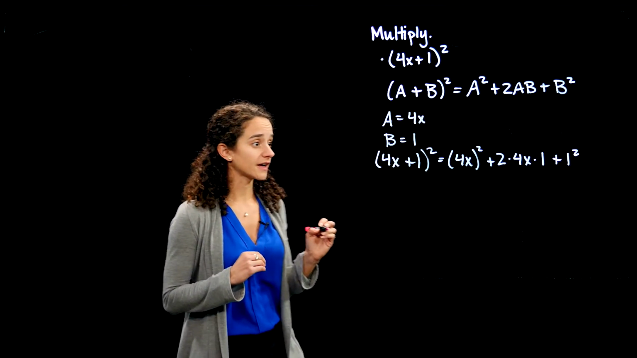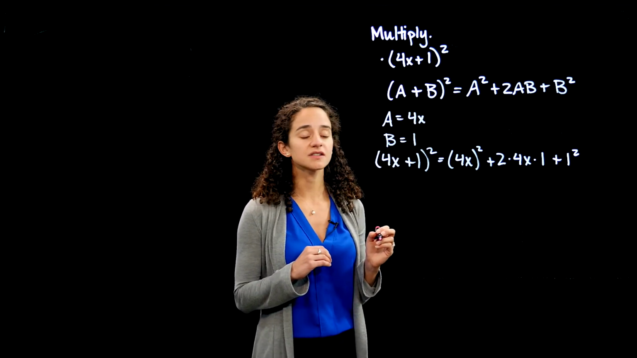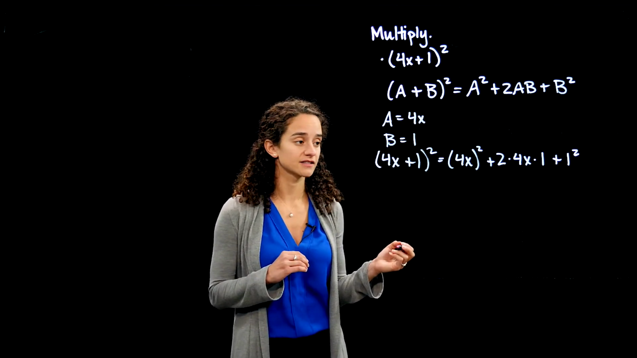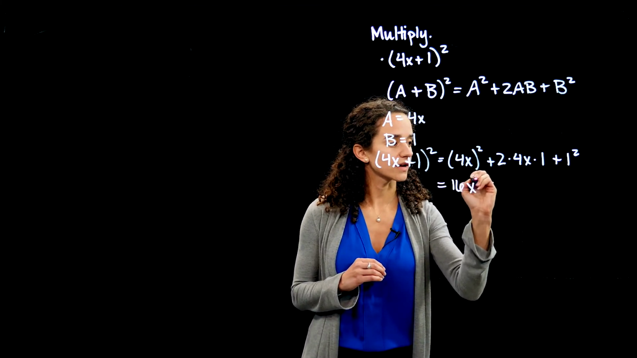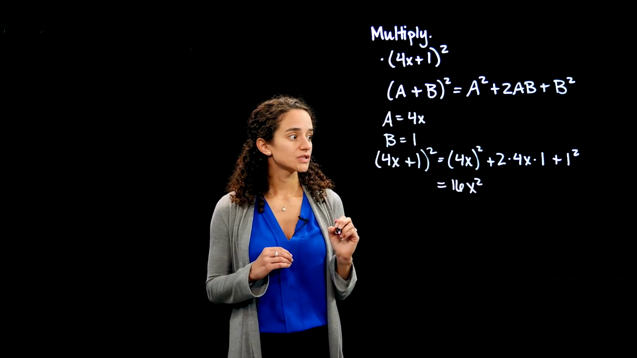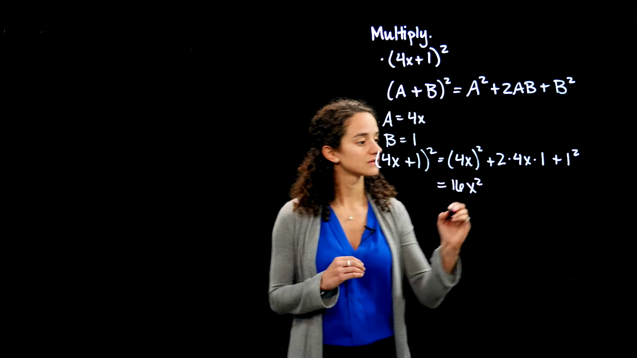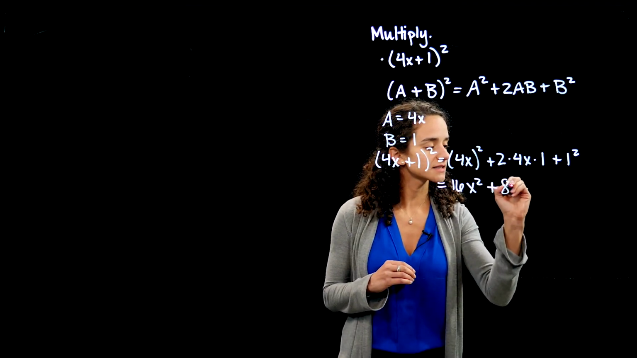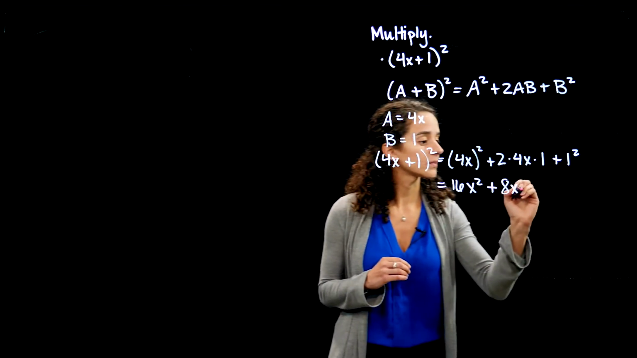And now simplifying. The quantity 4x squared means we square the 4 and square the x. So this is equal to 16x squared. 2 times 4x times 1 is equal to 8x. So we write plus 8x. And 1 squared is equal to 1. So plus 1.